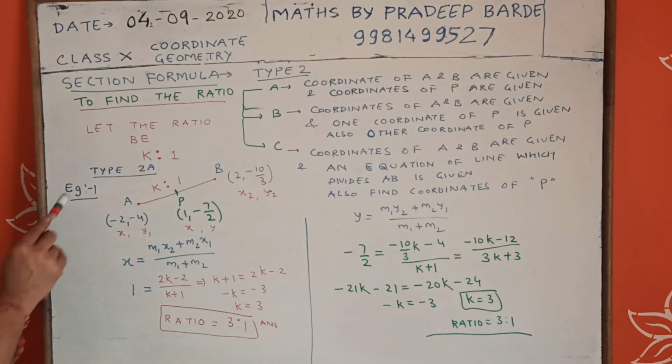So this is the question of type A. When A and B are given and the coordinates of P are also given, we have to find out the ratio.